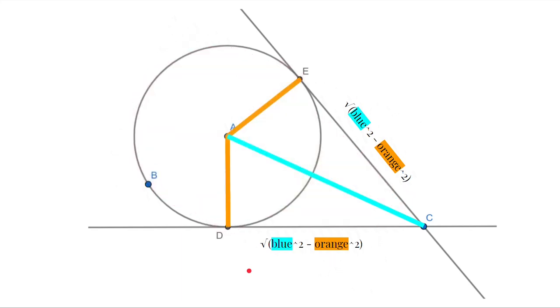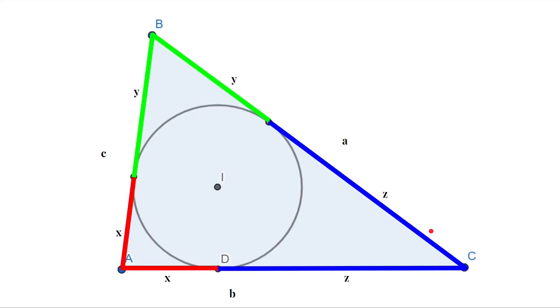You can prove it easily by seeing that both of these angles are 90 degrees, and the orange and blue sides are the same. So, the Pythagorean theorem says that the tangent lines, CD and CE, both have length square root of blue squared minus orange squared. So, they're equal. Let's call these lengths x, y, and z.